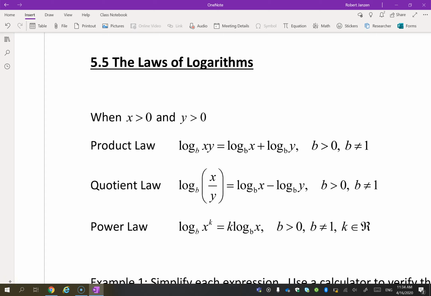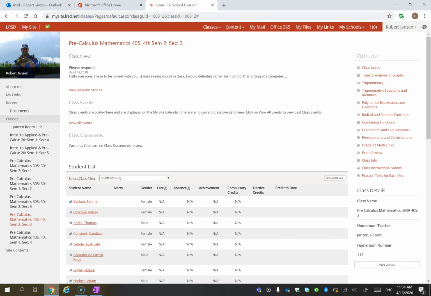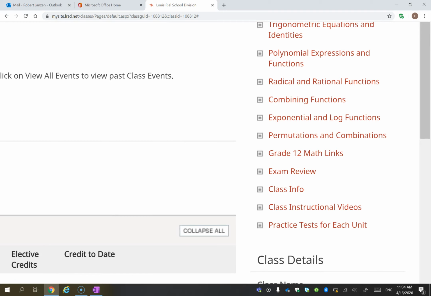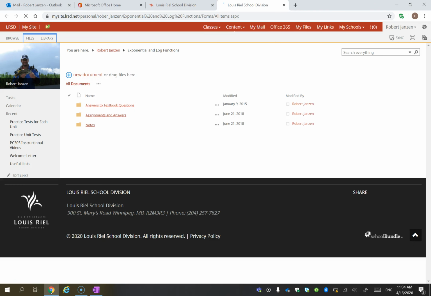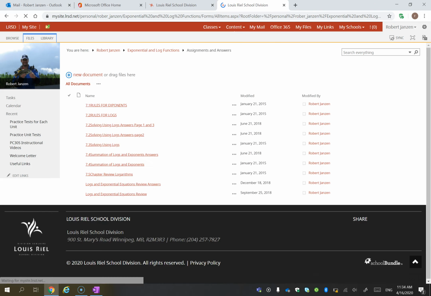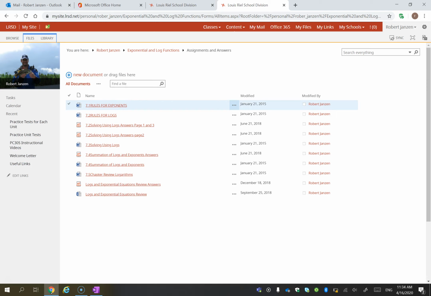Alright, back to logs. Before we can get into logs, remember I told you that logs are actually exponents. If you go into our site, here where it says exponential and log functions, what I did is I put a document into here, rules for exponents.